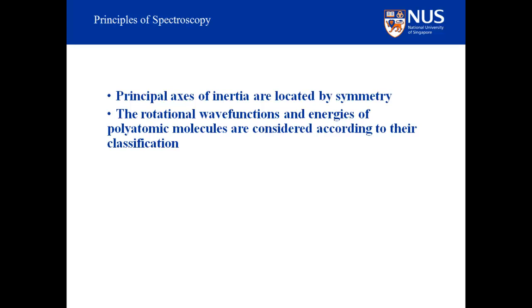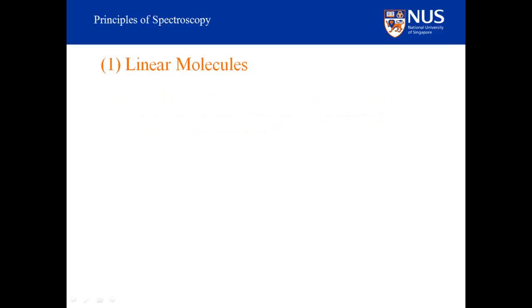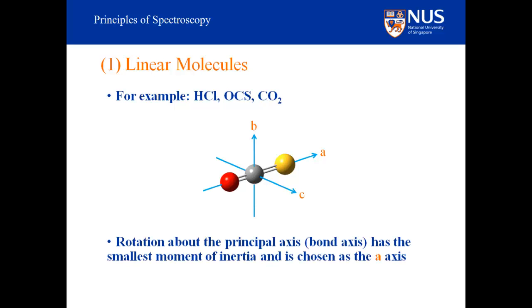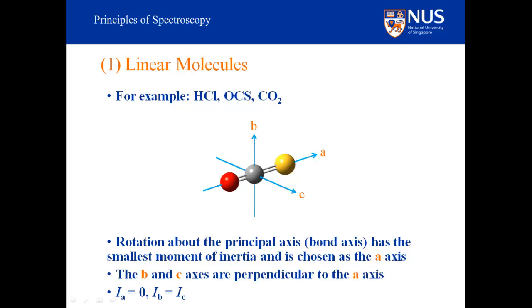Let's have a look at linear molecules like HCl, OCS and CO2. Here we have OCS, or carbonyl sulfide, a classic triatomic linear molecule that possesses a permanent dipole moment and so has a rotational spectrum. The A-axis is the internuclear axis, and around this axis the moment of inertia is equal to 0. The B and C axes are perpendicular to the A-axis and are identical to one another. The A-axis is the C-infinity axis, and of course is the principal axis of a linear molecule. IA is equal to 0 and IB is equal to IC.